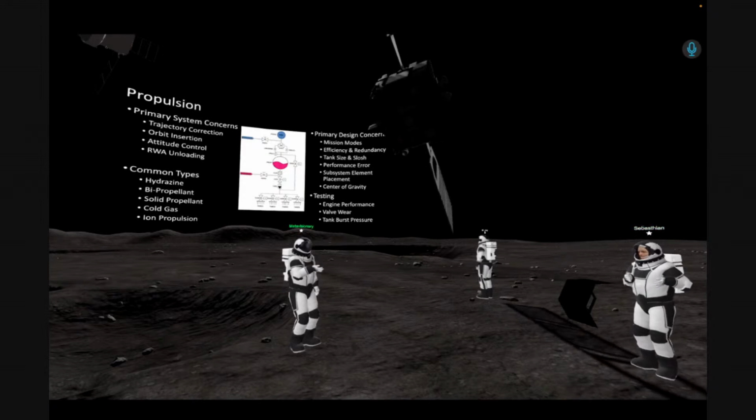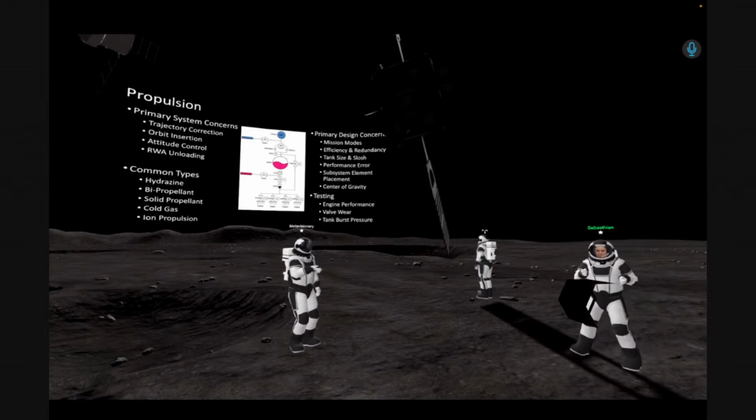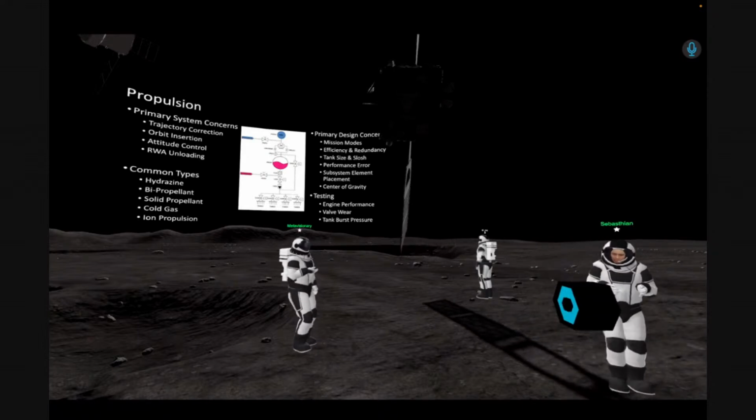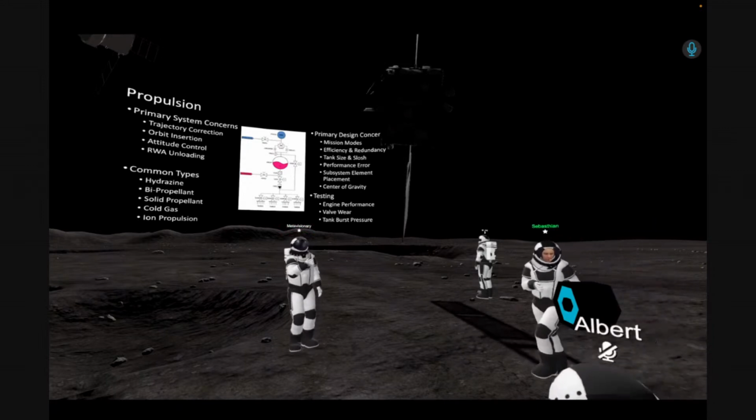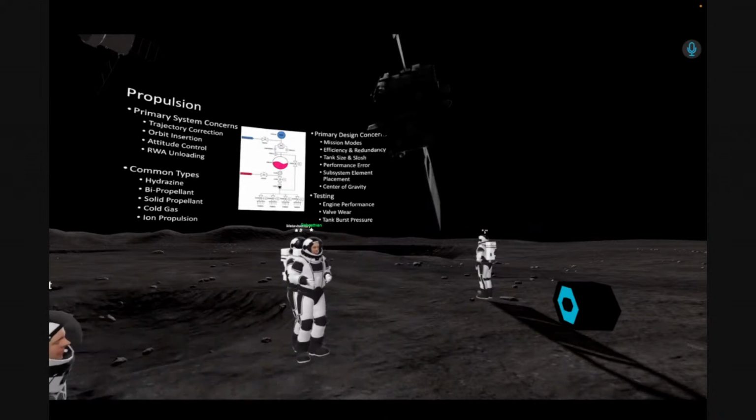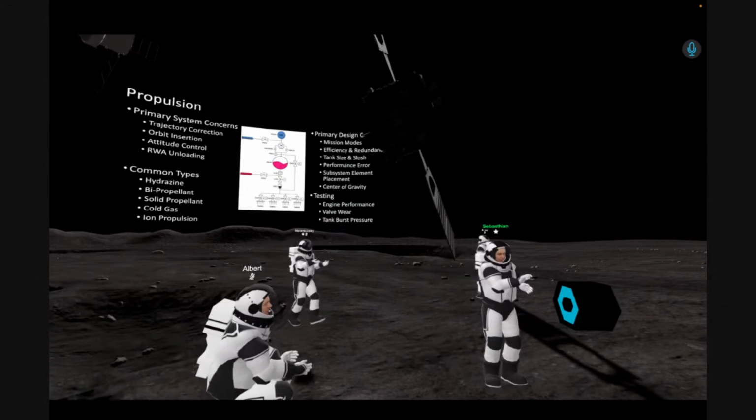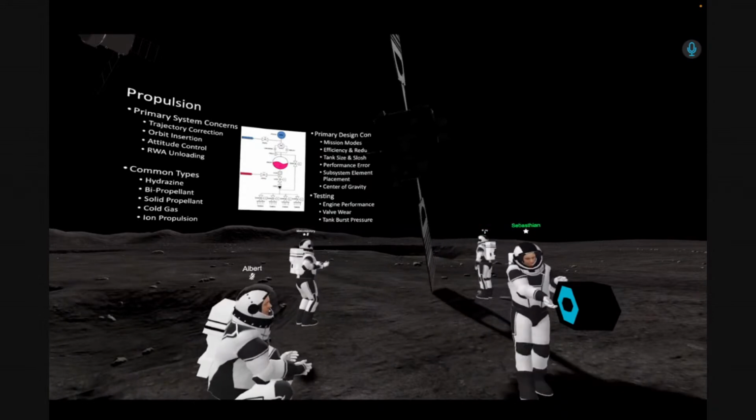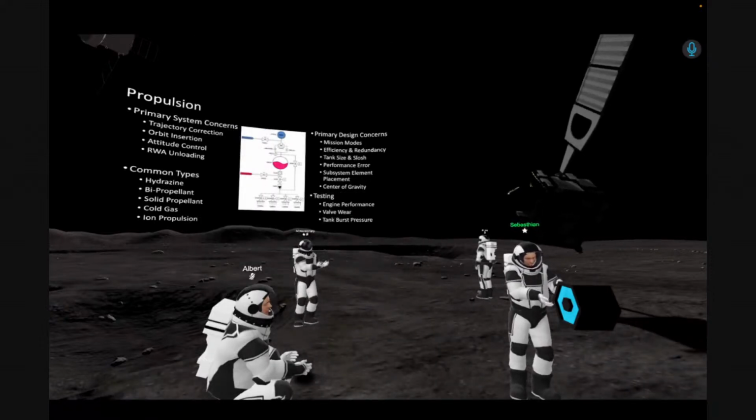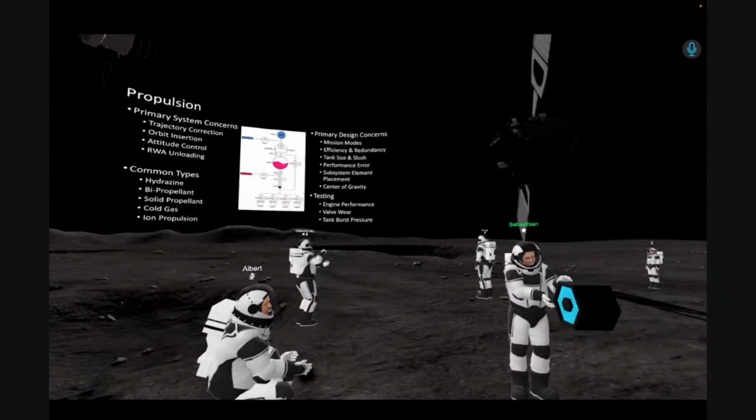So this is a reaction. This is an ion engine. You can see it only if you come from this side. It's super nice because you start applying some electrical energy to this thing, and then you can see it glowing, and it's actually particles that are going out from this.